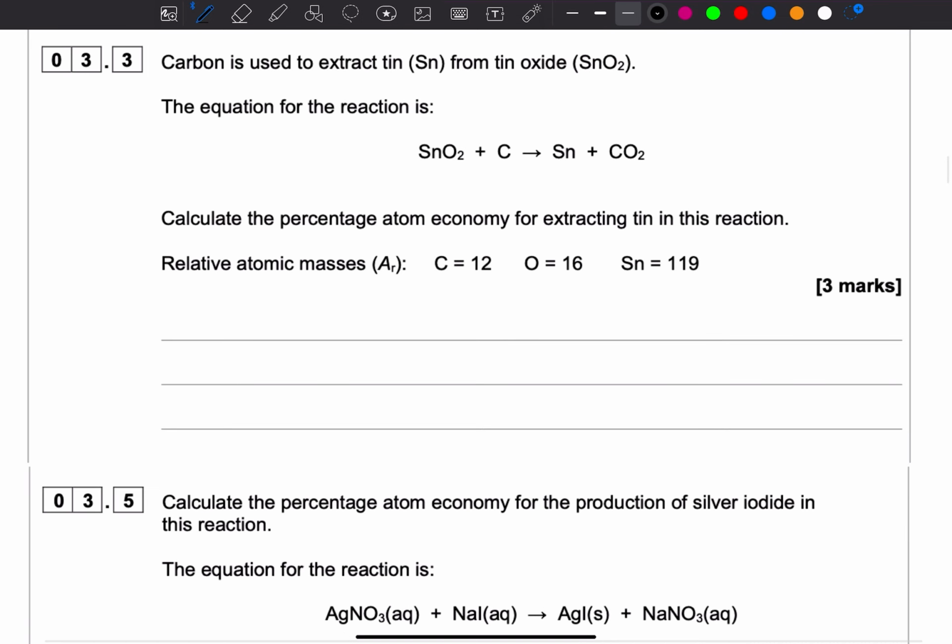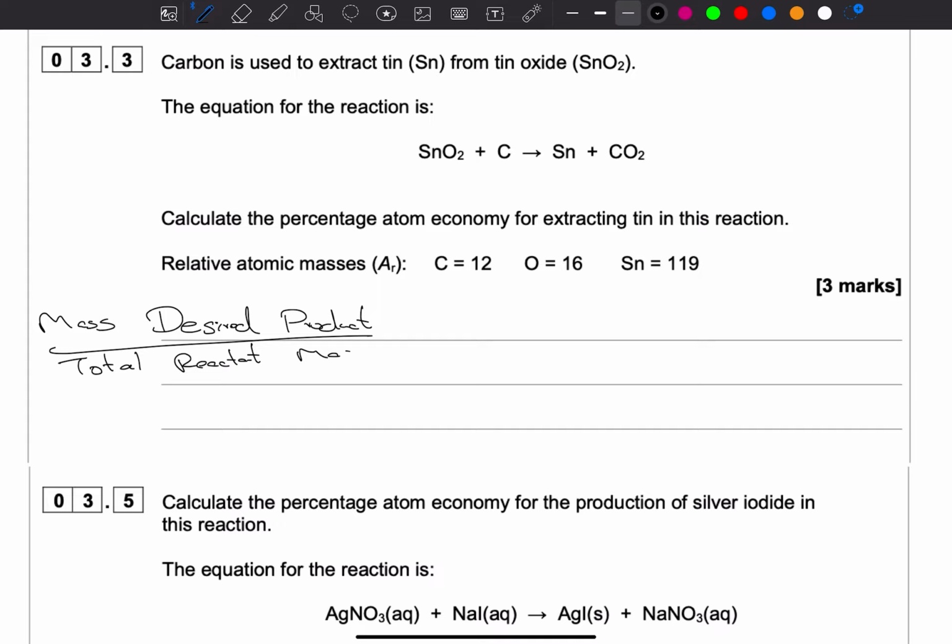The percentage atom economy. You should know the formula for the percentage atom economy. What is it? Mass of desired product divided by total reactant mass times by 100. So what do you think the desired product is in here? You know, these two are your products. So one of them is desired. It probably is the Sn, which is your tin, right? Because yeah, extract tin anyways. Okay, so it's tin. How much is that?